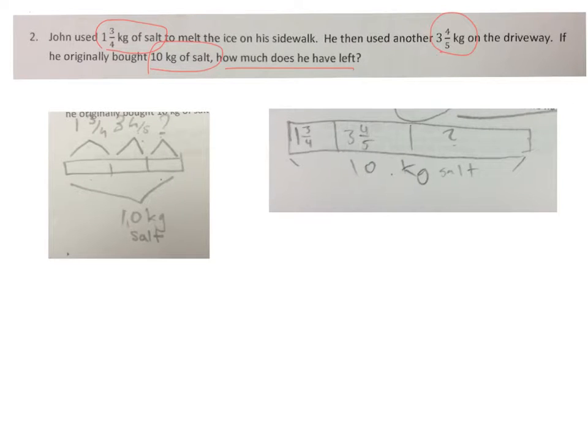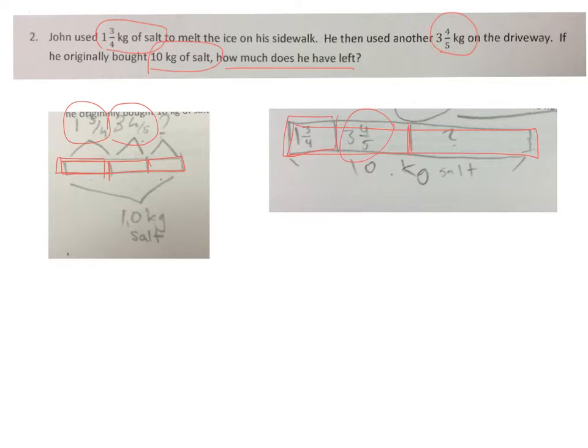Okay, so both of these tape diagrams show that John originally, all together, had 10 kilograms of salt, because that's how much he started out with. Then he first used part of it, so they sectioned off part of it, and they labeled it 1 3/4. Do you see that both of these tape diagrams have that in common? Then he used another section of it, so they cut off another section, and they labeled it 3 4/5.